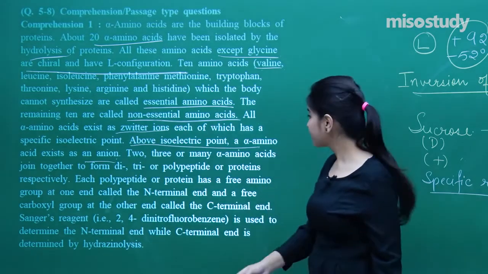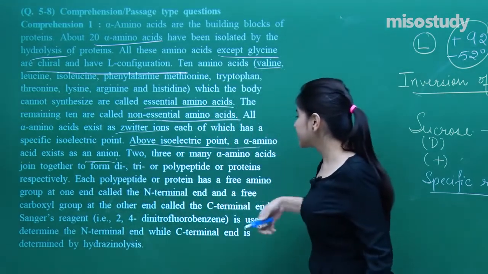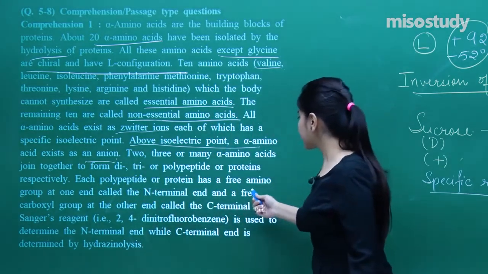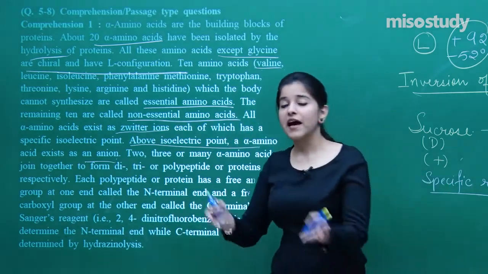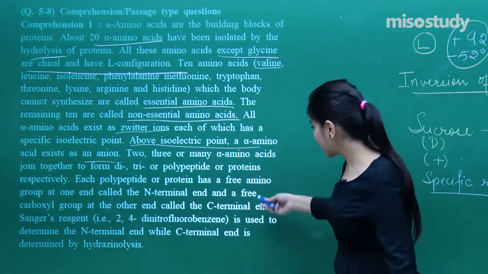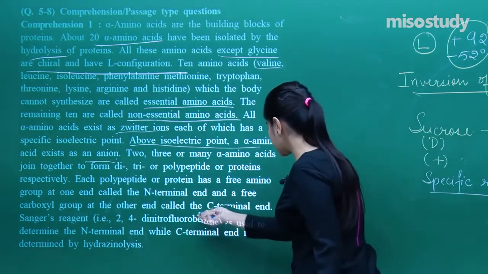A cation. Now 2, 3 or many alpha amino acids form di-, tri-, such polypeptides. Each polypeptide has a free amino group at one end, that is the N terminal, and the other has the C terminal, and they have mentioned different reagents for the C terminal.